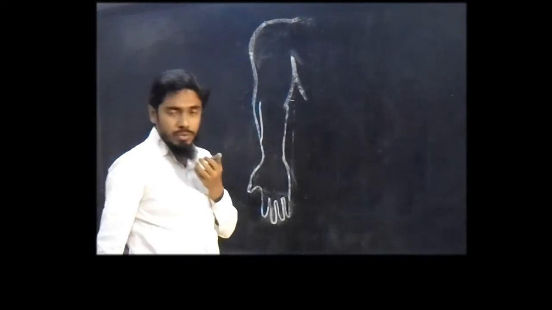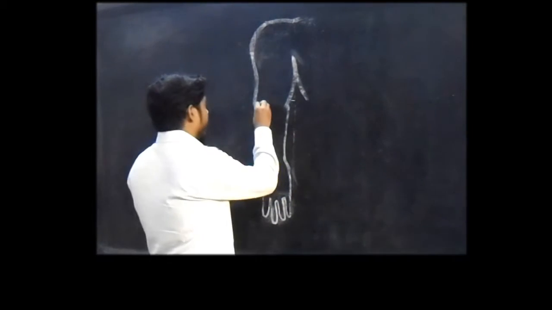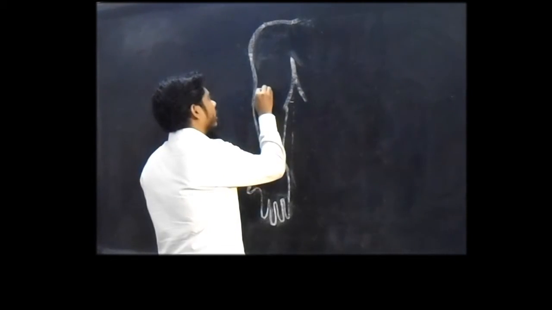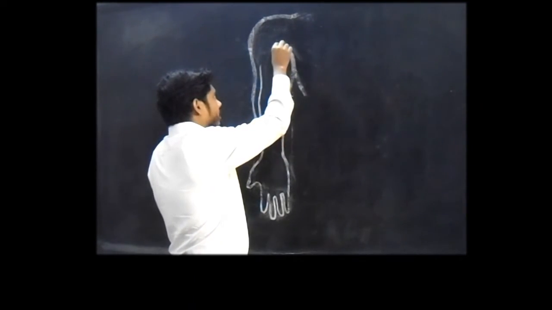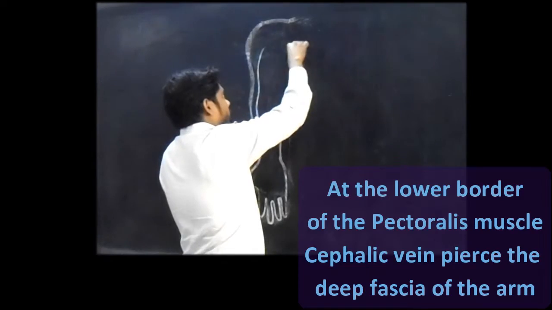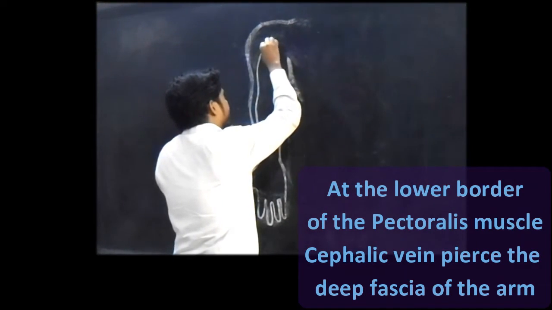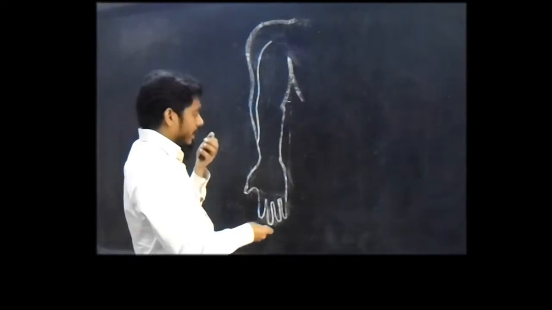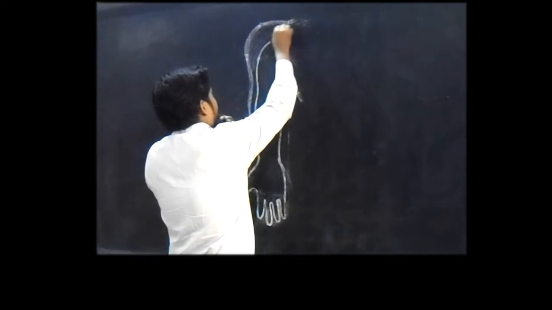During this course, it is accompanied by the lateral cutaneous nerve of the forearm. Then it will ascend upward along the lateral side of the biceps brachii muscle. In this region, the biceps brachii muscle will be present. At the lower part of the pectoralis major muscle, the cephalic vein will pierce the deep fascia of the arm and then come into the deltopectoral groove. Here the deltoid muscle is present in this region, and here is the pectoralis major muscle.